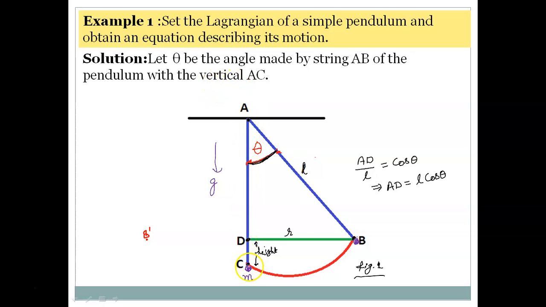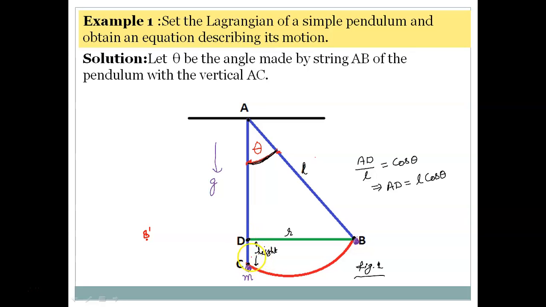This is the mean position of the pendulum, and if it is here at a certain point of time, then this angle is theta with the vertical, and L is the length of the string to which the bob is attached. Now, this distance will be calculated from this right angle triangle, and this distance DC is the vertical height to which the pendulum goes at any time t.